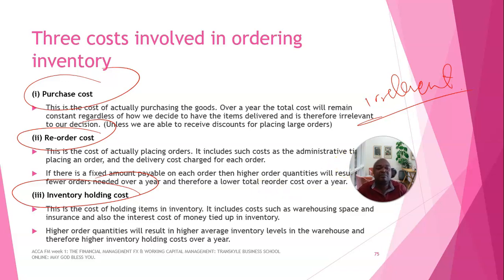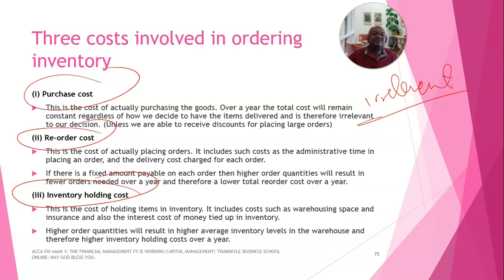All right? Reorder cost is the cost of actually placing orders. It includes such costs as the administrative time in placing an order and the delivery cost charged for each order. If there is a fixed amount payable on each order, then higher order quantities will result in fewer orders needed over a year and therefore a lower total reorder cost over a year.